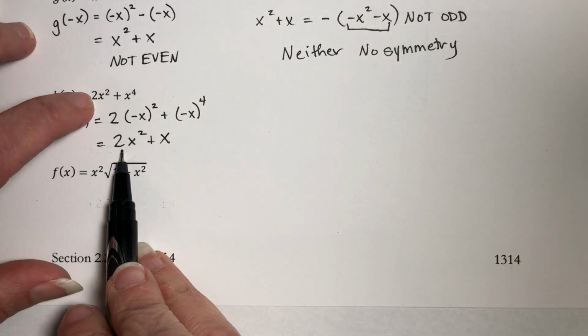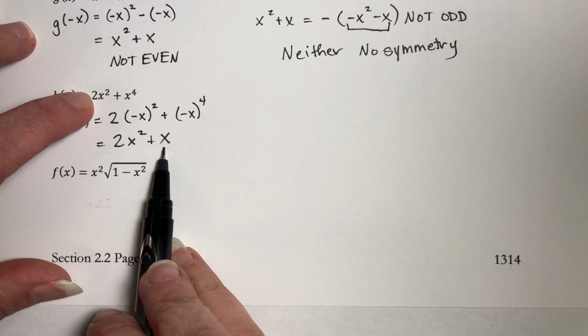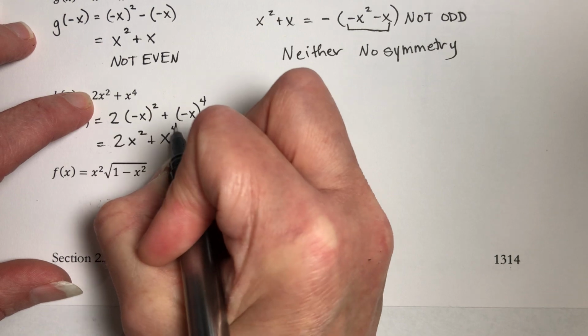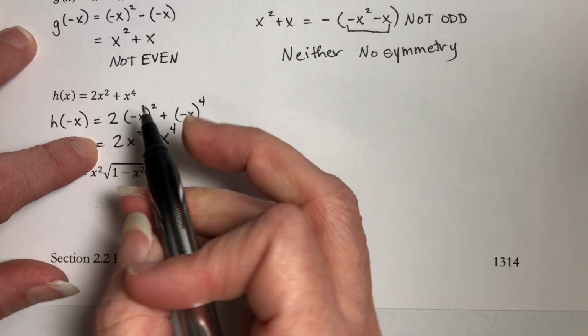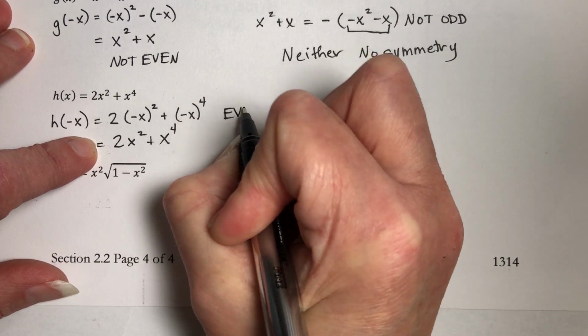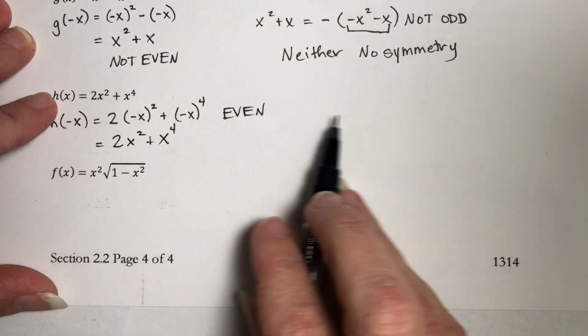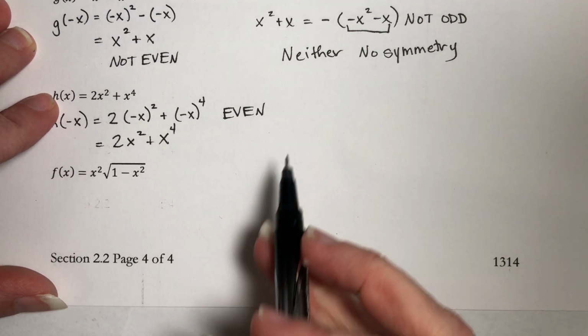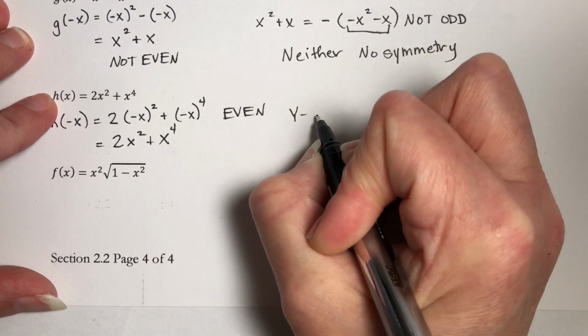Now compare this to this, and I got exactly the same thing. Oh, except I left off the 4. That's better. Okay? So since this is the same as this, it's going to be even. I do not need to continue and try to find whether it's odd because it can't be both. Since it is even, it has y-axis symmetry.